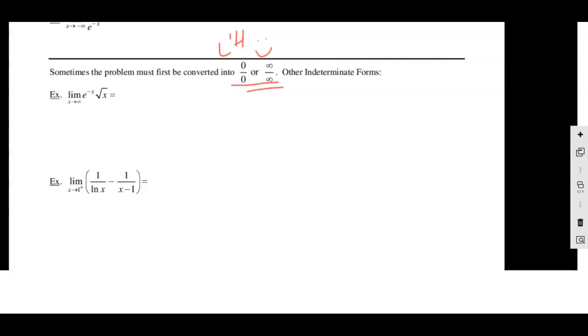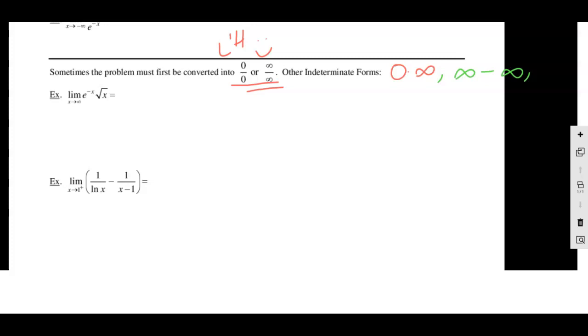But here we go. We have zero times infinity. That is an indeterminate form, and we're going to have a strategy to deal with it. That first example is going to tie back to zero times infinity. The order for the multiplication doesn't matter: if it's infinity times zero, that's the same thing. And then we have another indeterminate form: infinity minus infinity. We don't necessarily know whether that's zero or something else. It's indeterminate. Can't tell what the answer is.